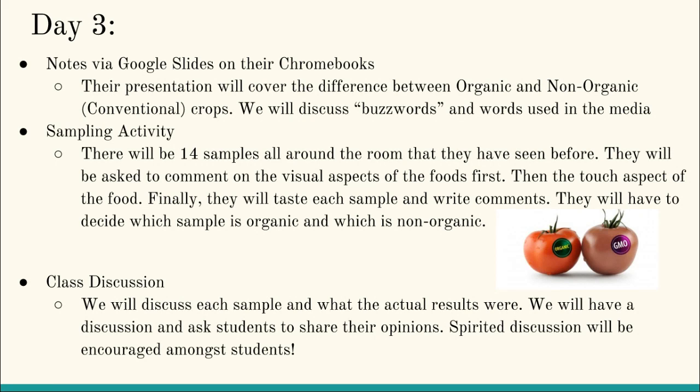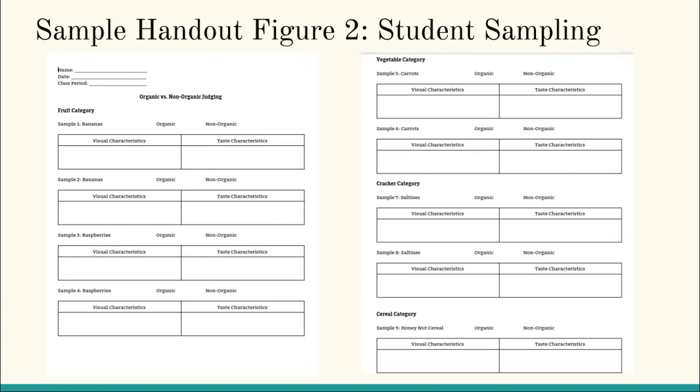Then they have to choose. They'll have 2 samples of carrots. One is organic, one is non-organic, and they'll have to choose. When we get done, we'll come together as a group, sample, and what the actual results were. We'll have a discussion, ask the students to share their own opinions.